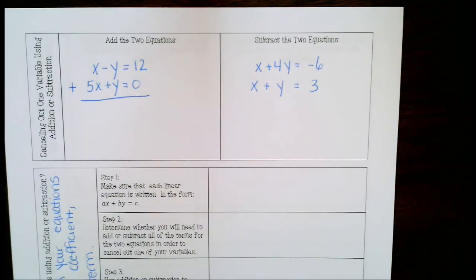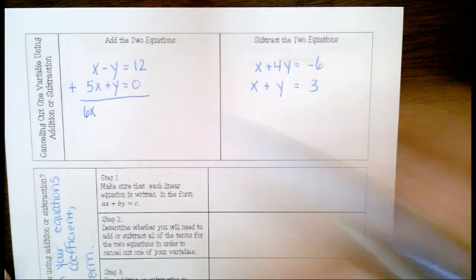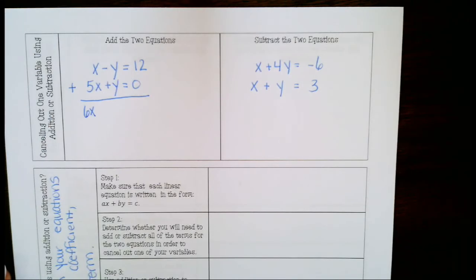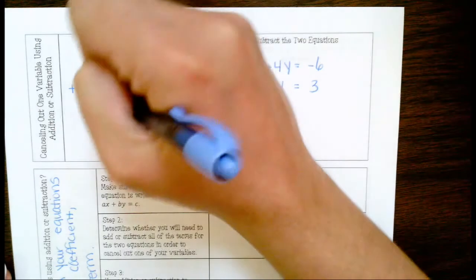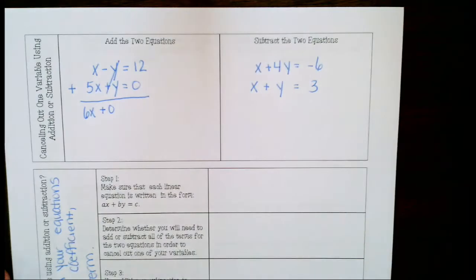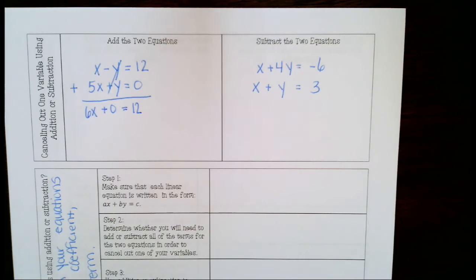So when I do this, that operation I decide has to be used for the entire problem. So x plus 5x gives me 6x. Negative y plus y cancels out. I'm going to put a 0 right there. That is not necessary. I'm putting it there so you can see it as a placeholder. 12 plus 0 equals 12. We could keep going, but we don't have to right now. Okay, we're going to finish an entire problem in a moment.